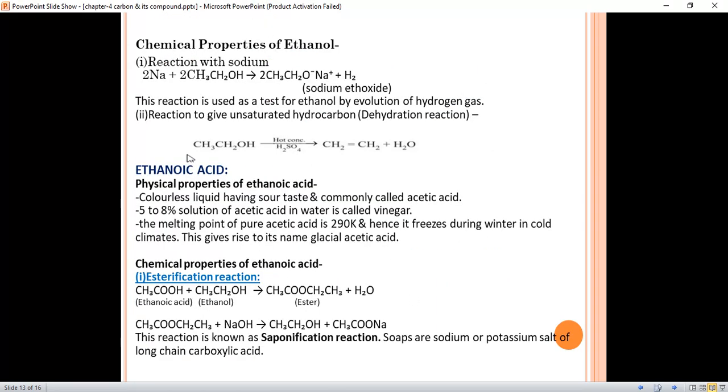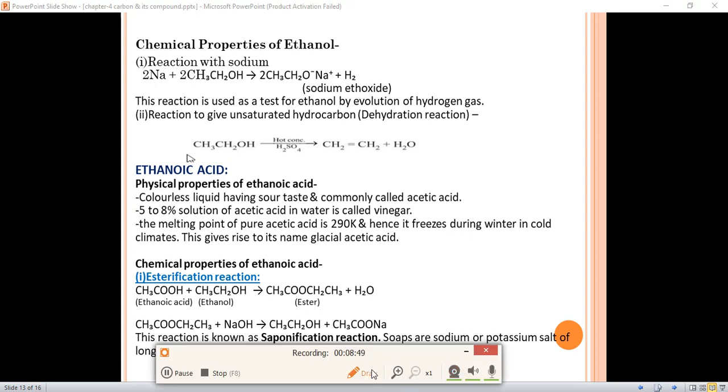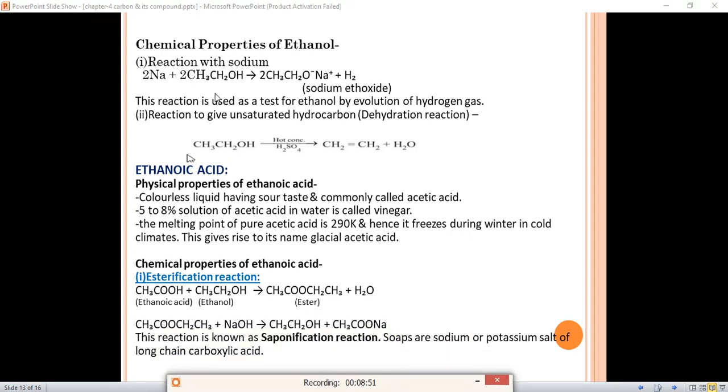Next we'll see the chemical properties of ethanol. What are the different chemical properties of ethanol? First is reaction with sodium, meaning how ethanol will react with sodium. CH3CH2OH is the formula of ethanol. It will react with the sodium. What will happen? The bond between O and H will break. Oxygen contains negative charge and this hydrogen contains positive charge, and the sodium also contains positive charge.